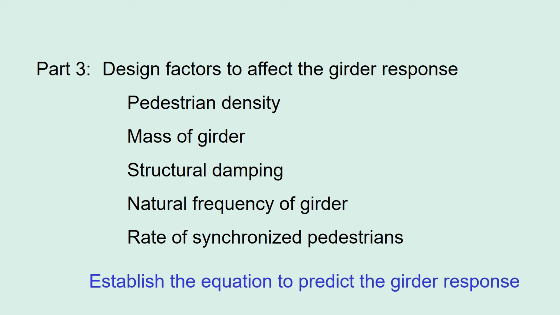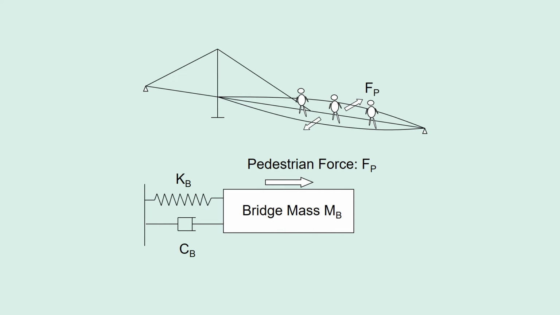I tried to establish the equation to predict the girder response of bridges with different forms and dimensions. This is the dynamic model for this problem using modal analysis. I assume a single degree of freedom dynamic model using the modal analysis of the first lateral mode because the girder vibrates with only a specific mode.